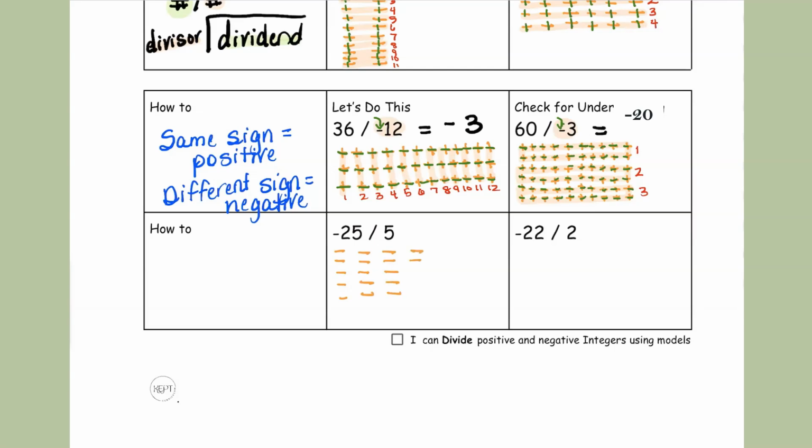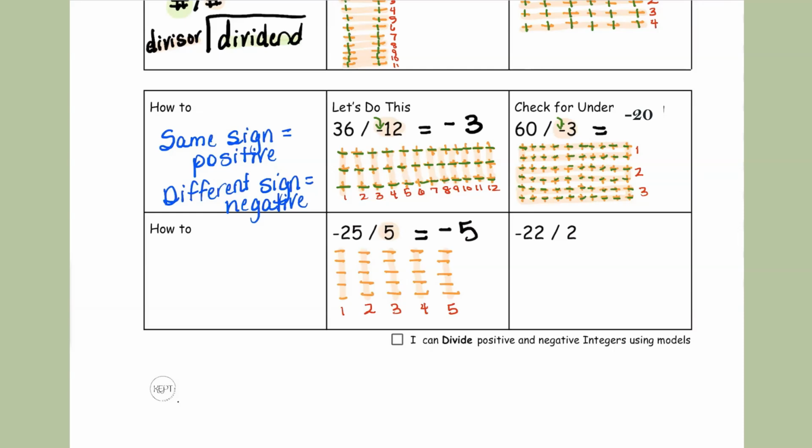All right, let's continue on. -25 divided by 5. So I'm going to write out all of my negatives there. And then I'm going to put them in 5 groups. 1, 2, 3, 4, and 5. How many is in each group? The answer is -5.